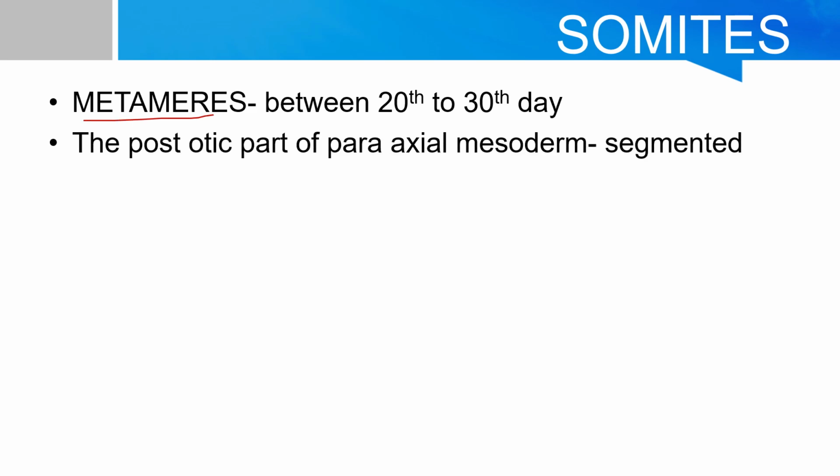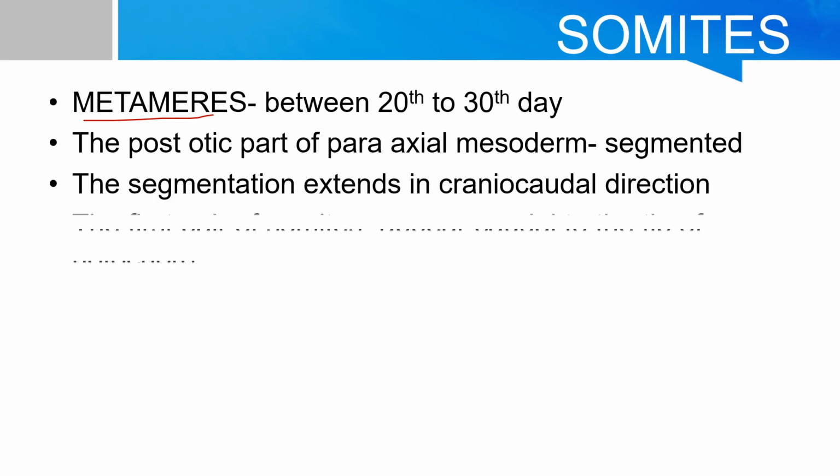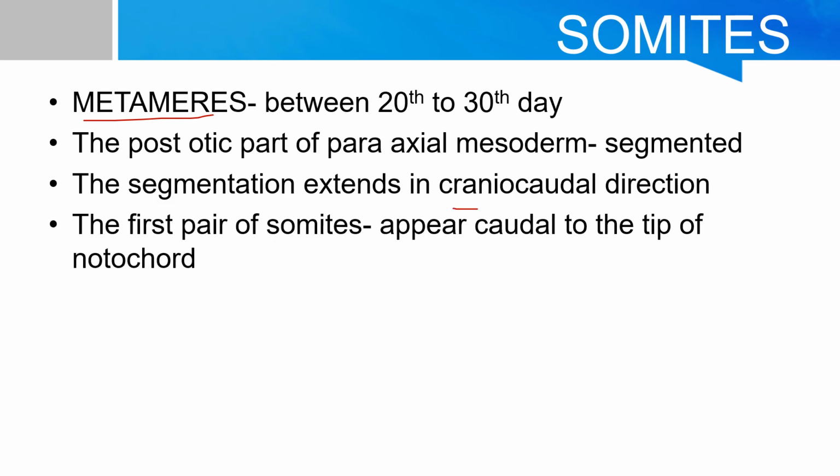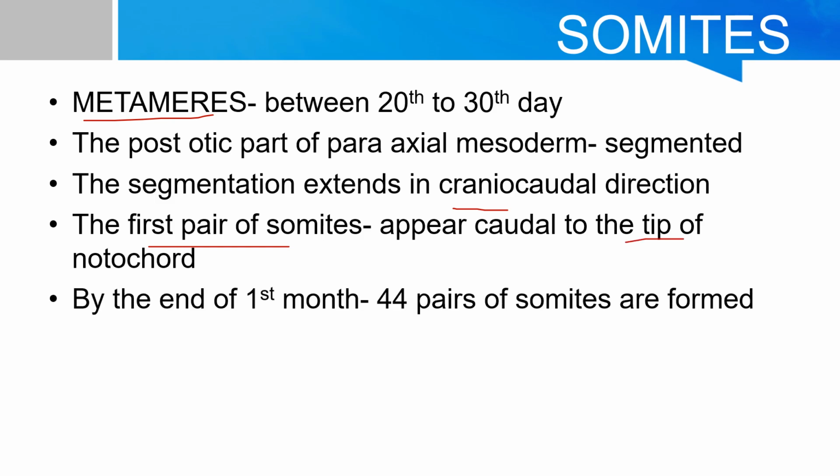Another name for these is metameres. Between the 20th to the 30th day, the segmentation extends in the craniocaudal direction. The first pair of somites appears just caudal to the tip of the notochord. By the end of the first month, 44 pairs of somites are formed. Somites may be asked as short notes. You have to write what are somites, how they are formed, when they are formed, and the numbers.